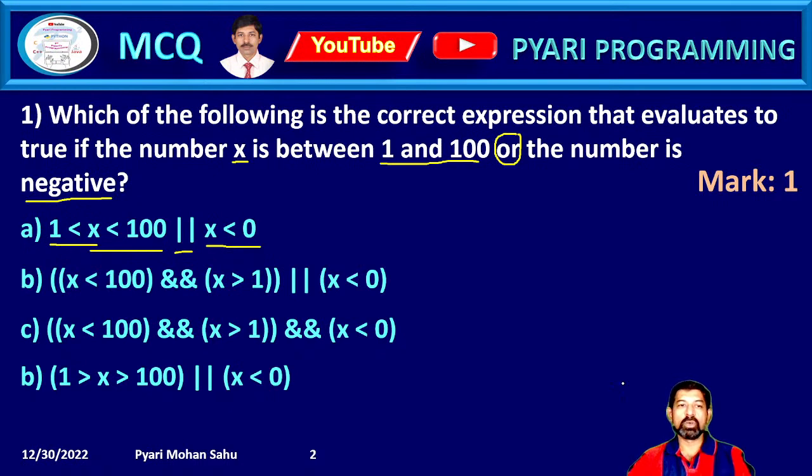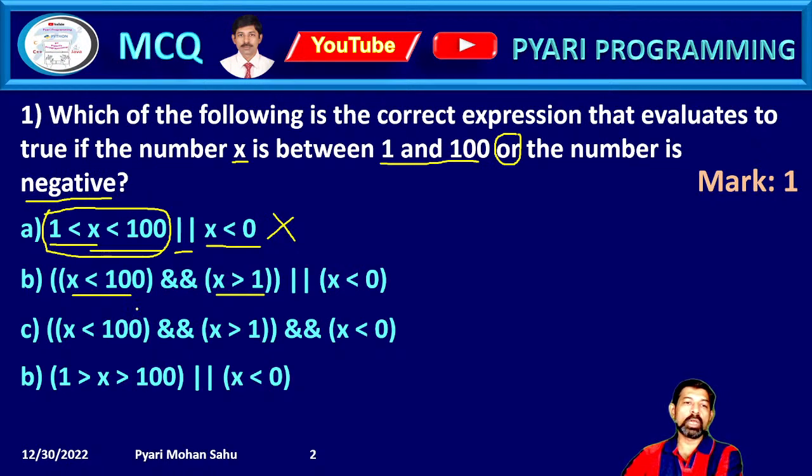Okay, so let me explain. This is not possible because we cannot give a condition like this. This is an invalid condition, so I'm putting a cross mark over here. This is a valid condition where it says that your x value is less than 100 and x value is greater than 1. That means obviously it is talking about between 1 and 100, where both are available as per my question.